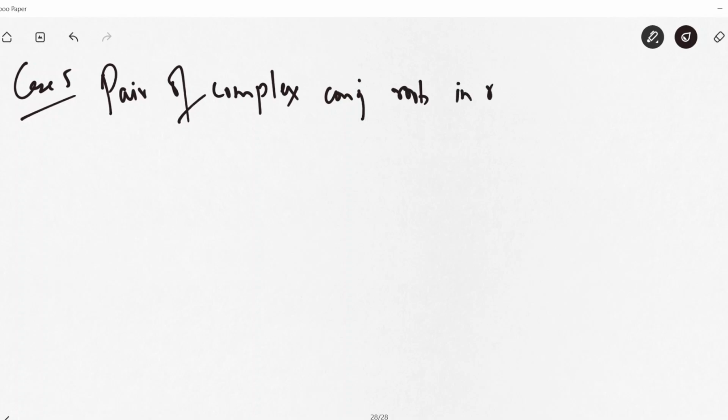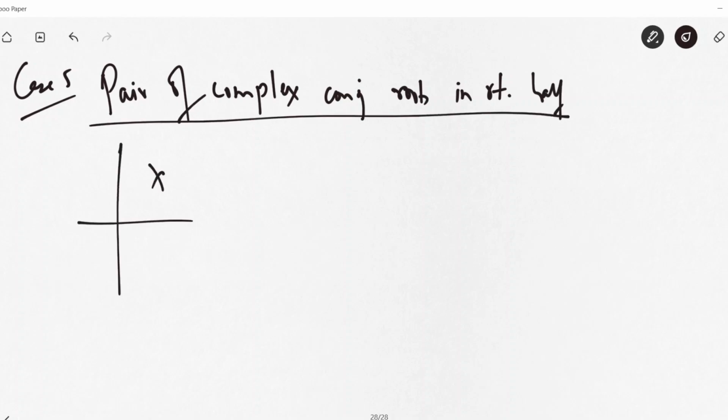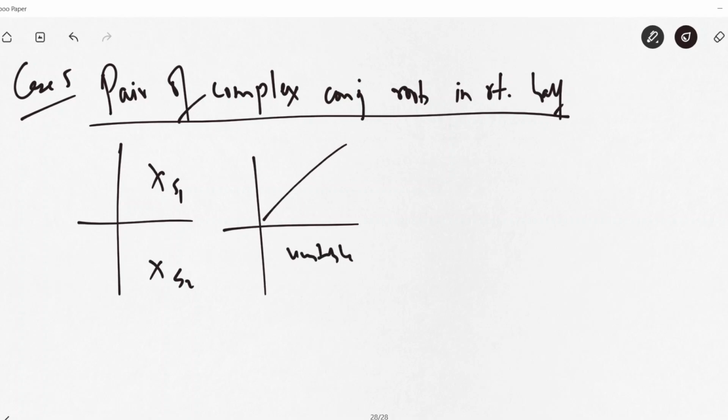Pair of complex conjugate roots in the right half. So we have two roots, one is located at this position, so you have S1, S2 here. So this is an unstable system, so you can have any type of response.